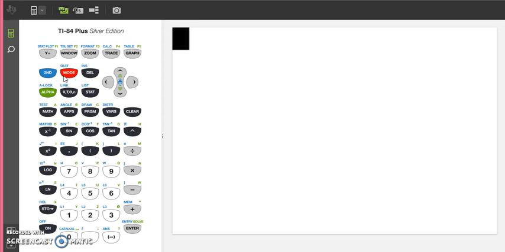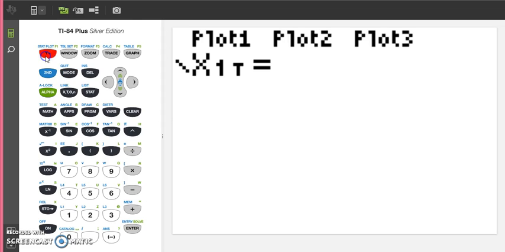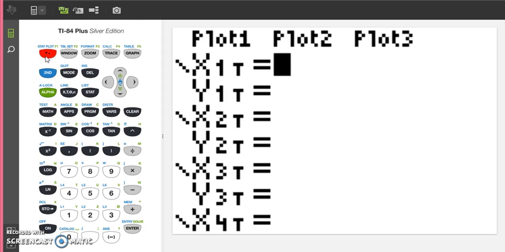And the biggest difference, really probably the only difference you'll see, is that when you go to y equals, it doesn't look like it used to. It doesn't just have y1, y2, it has an x and a y equation for each of the lines. So let's enter that example that we just saw the video on.